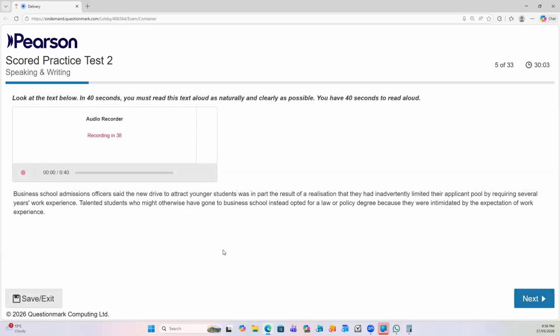Business school admissions officers said the new drive to attract younger students is in part the result of a realization that they had inadvertently limited their applicant pool by requiring several years of work experience. Talented students who might otherwise have gone to business school instead opted for a law or policy degree because they were intimidated by the expectation of work experience.